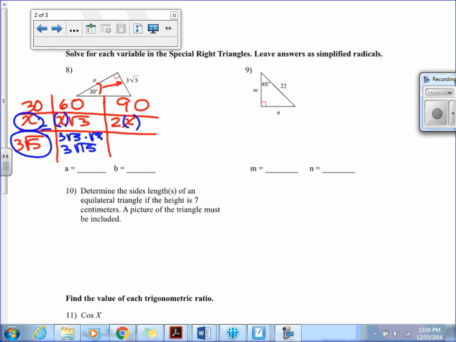Okay? So now, let's do the next part. Every place I have an X, the X will be replaced with what again? 3 square roots of 5. What's already here? A 2 times 3 square roots of 5, which is 6 square roots of 5. So the hypotenuse is your B, that's 6 square roots of 5, and the longer leg is your A, that's 3 square roots of 15.